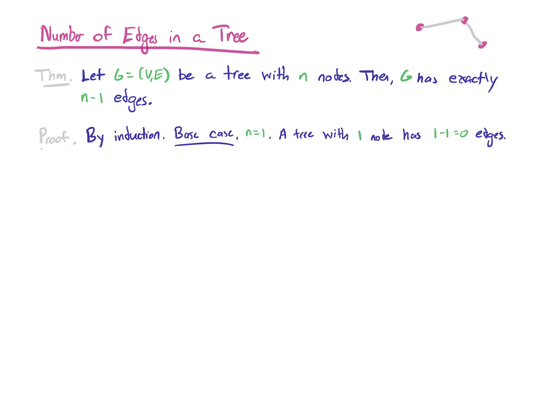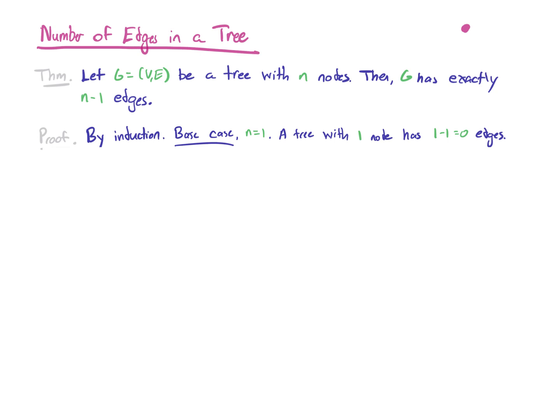We'll work by induction. So our base case, n equals 1, we're thinking about a tree with n equals 1 nodes. Hey, look, if you have one node, so here I'm going to just draw a tree with one node. No edges. Okay, well that checks out because a tree with one node, according to the theorem, has 1 minus 1 equals 0 edges, and that proves our base case.